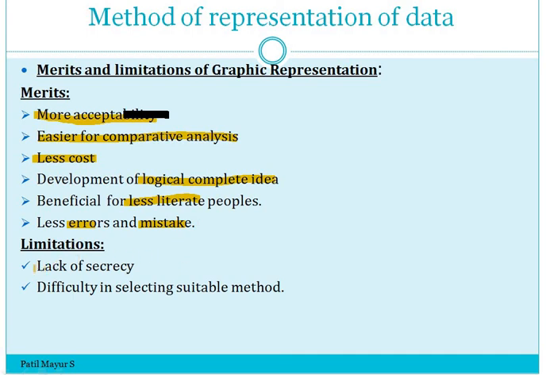The second is limitations. What are the limitations? Lack of secrecy: whatever is there is directly open to you, so it becomes public or less secret. The second is difficulty in selecting a suitable method, meaning it becomes difficult to decide which method to follow. So these are the different methods of representation of the data.